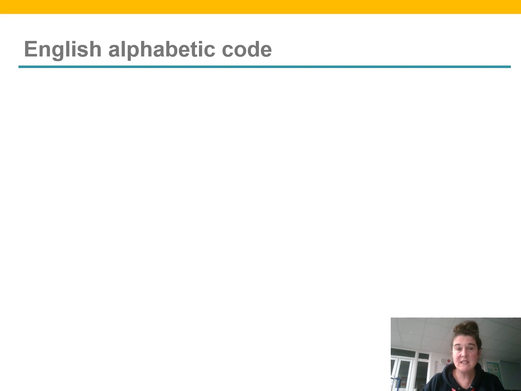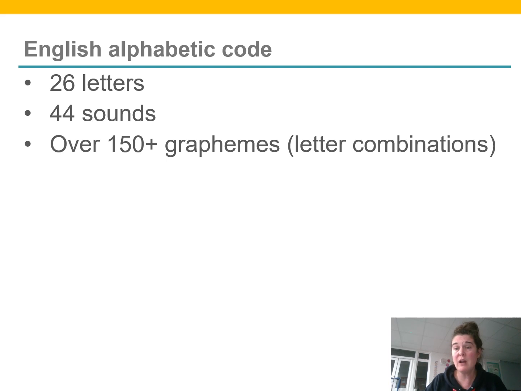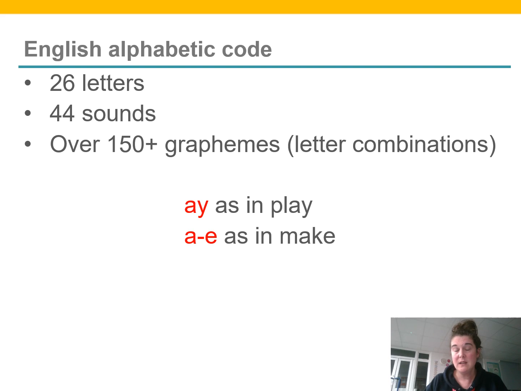So one of the reasons that phonics is as tricky as it is, is that we have 26 letters in our alphabet, but there are 44 different sounds that we can make using these 26 letters. And there are over 115 graphemes, so different letter combinations of making the different sounds. For example, you could have A as in the word play, split digraph A as in the word make, and AI, which is also A as in rain. So there you've got 3 different graphemes for one phoneme, which is the A sound.